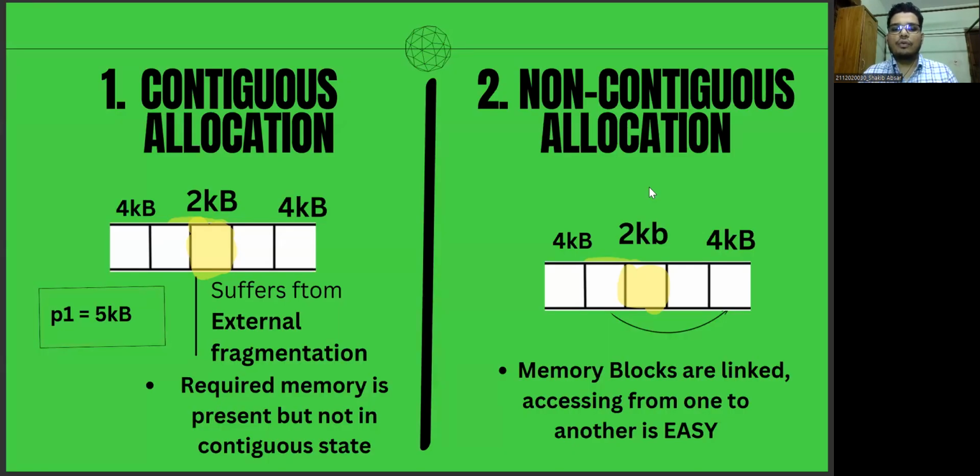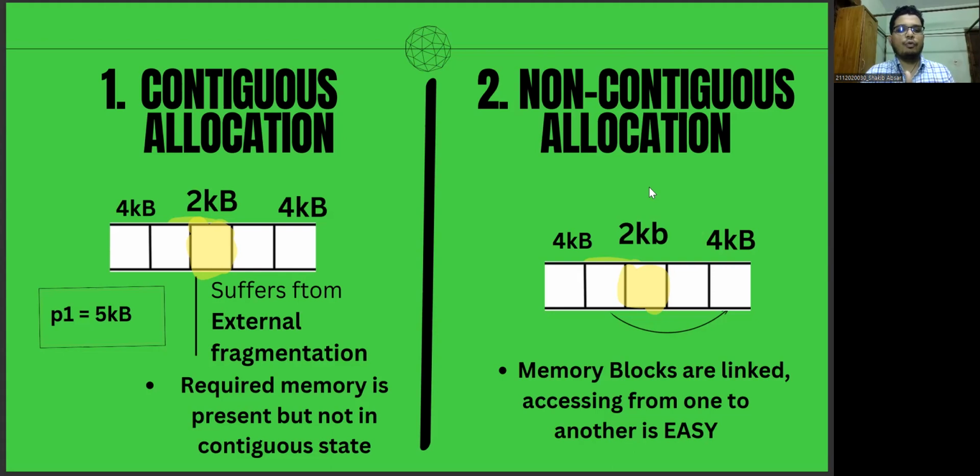Contiguous allocation allows the memory blocks to be allocated in a contiguous manner, just like an array if we describe it. However, because of this contiguous state, it suffers from external fragmentation. Let's look into an example. We can see there are 3 blocks: 4 kilobyte, 2 kilobyte, and 4 kilobyte. Now, there is a process P1. It should have an allocation of 5 kilobyte. Now, we can see the 2 KB is allocated by another process. It is marked in yellow.